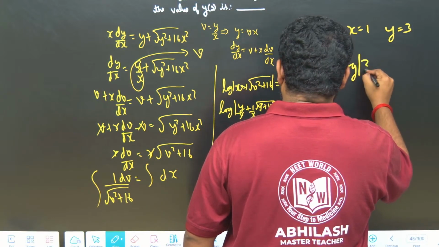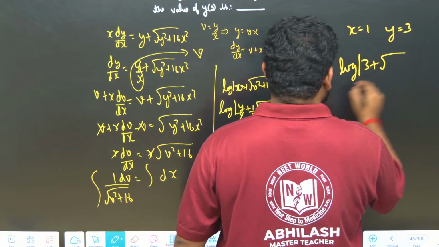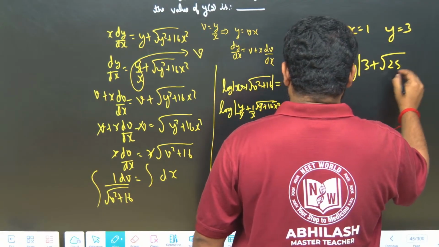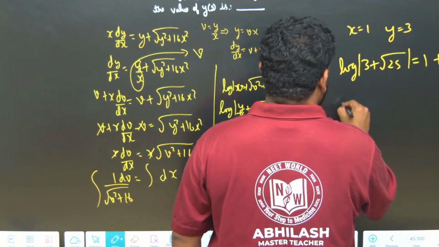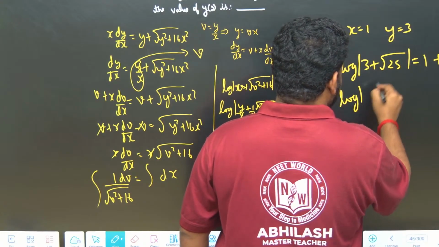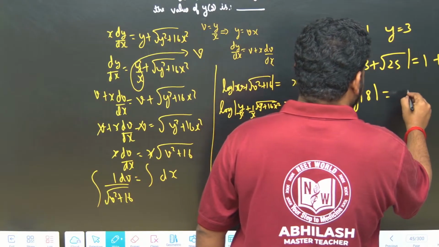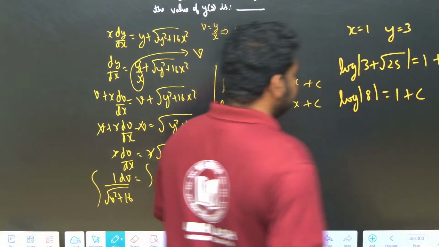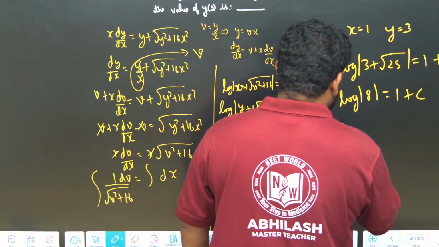So log of 3 plus square root of y square plus 16. So 3 is nothing but the square root of 25. This will be equal to 1 plus c. So this will become log of 3 plus square root of 25, which is 5, so 3 plus 5 is log 8. So this is log 8, equal to 1 plus c. So we will get c is equal to log 8 minus 1.